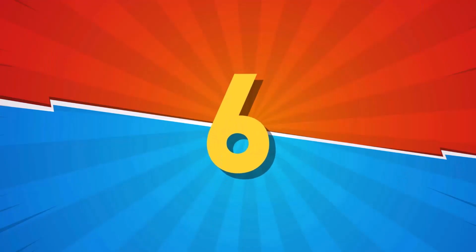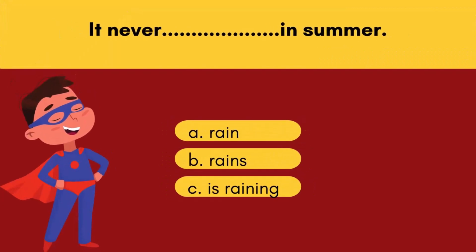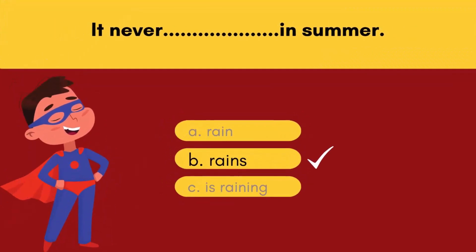Number 6. It never dash in summer. A. Rain. B. Rains. C. Is raining. Answer is B. Rains.